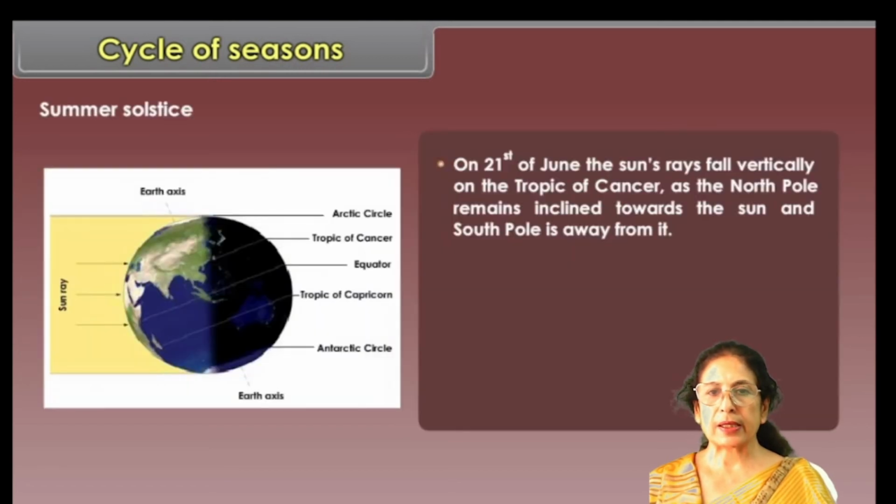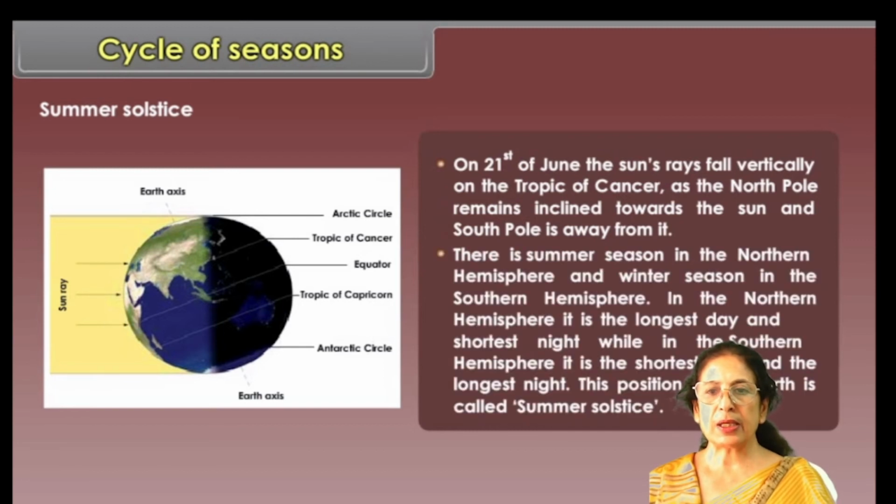Summer solstice. On 21st of June, the sun's rays fall vertically on the Tropic of Cancer. As the North Pole remains inclined towards the sun and the South Pole is away from it, there is summer season in the northern hemisphere and the winter season in the southern hemisphere. In the northern hemisphere, it is the longest day and shortest night, while in the southern hemisphere, it is the shortest day and longest night. This position of the earth is called the summer solstice.